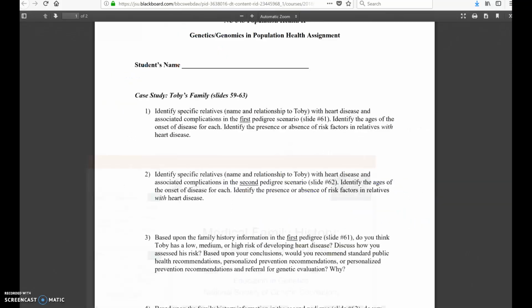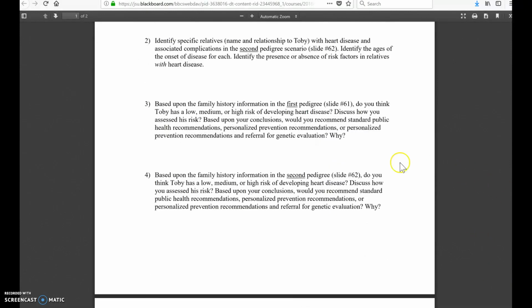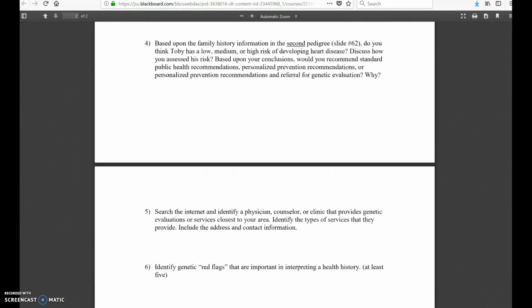Let me see if I can minimize this again. So it says, here again, you've got another question. Then you move on to question. It says first pedigrees on 61, second pedigrees on 62. So it'll ask you different questions based on the slide number there.